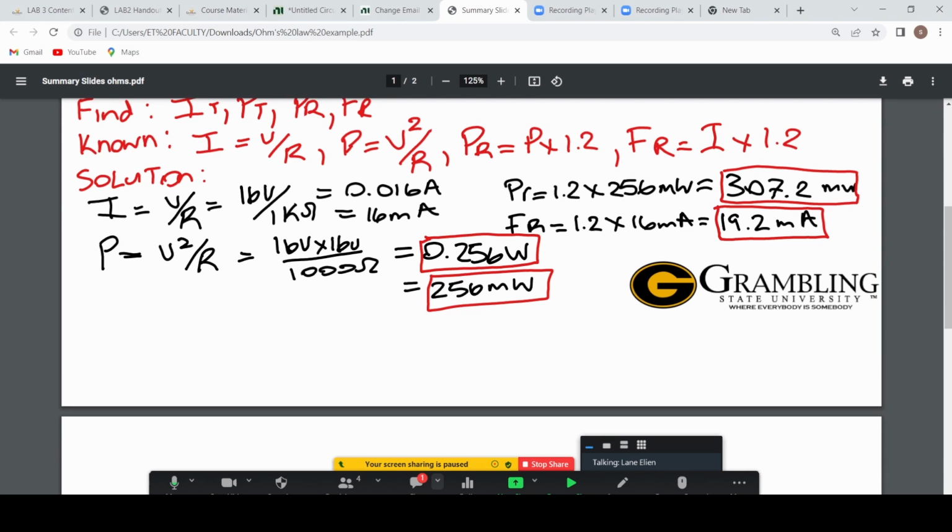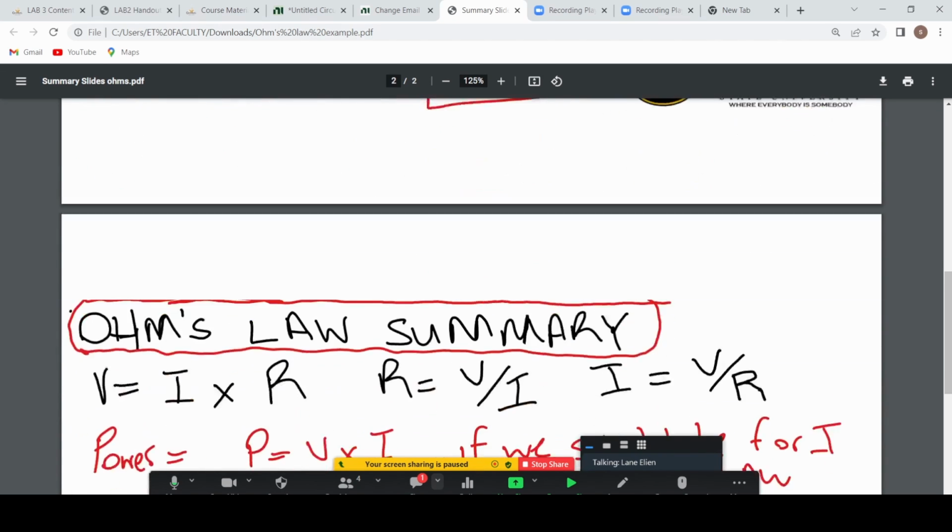Okay, so notice here we did not calculate the power rating for the resistor, because we only have one resistor. The power rating for the circuit is going to be the power rating of the resistor.